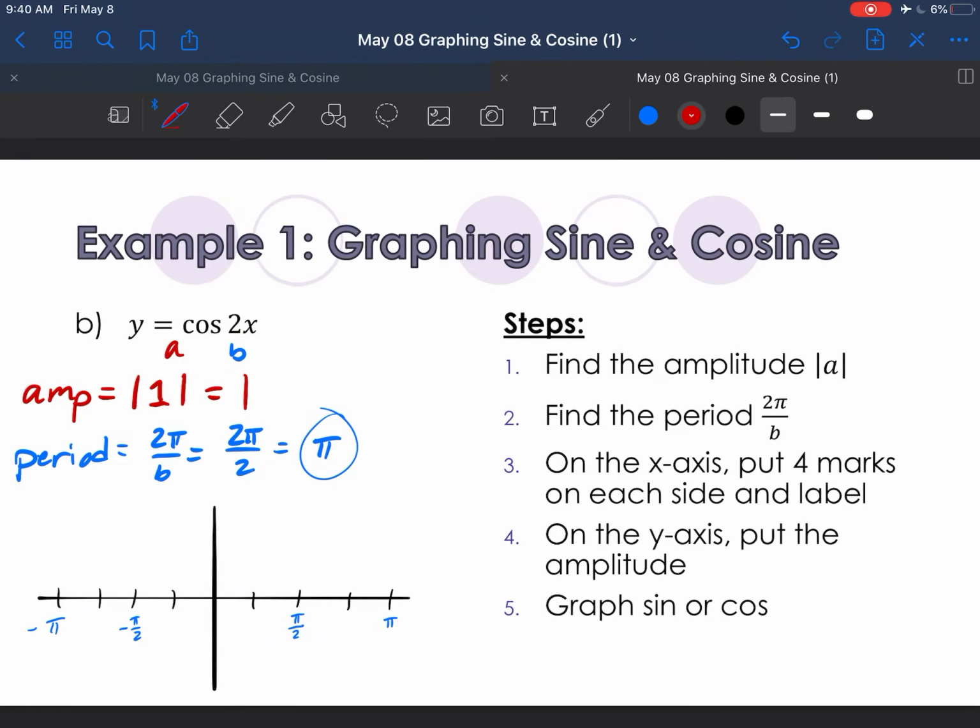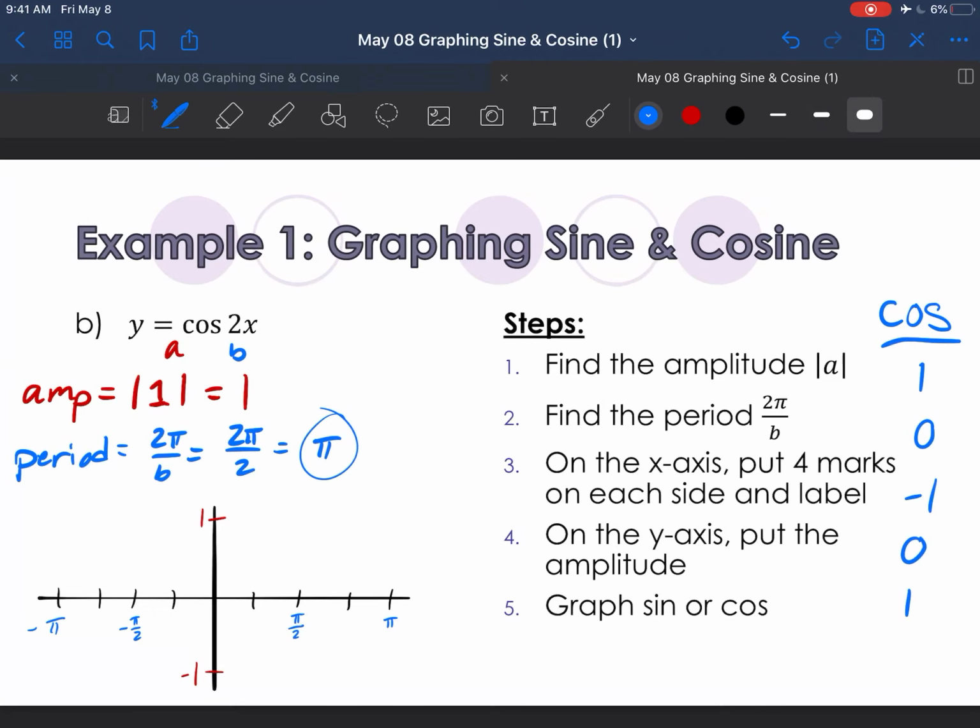Step 4 is to put your amplitude, so it looks like the amplitude's 1, so up to +1, down to -1. And then the last step is to just graph sine or cosine. So this one's a cosine. So then cosine, if you remember, cosine goes 1, 0, -1, 0, 1. So that's how I'm going to put my points.